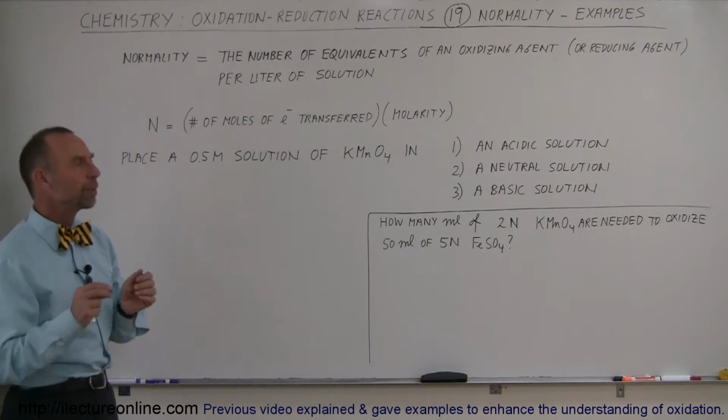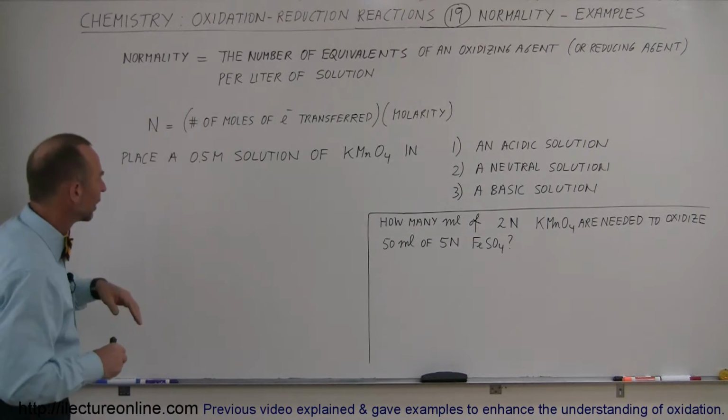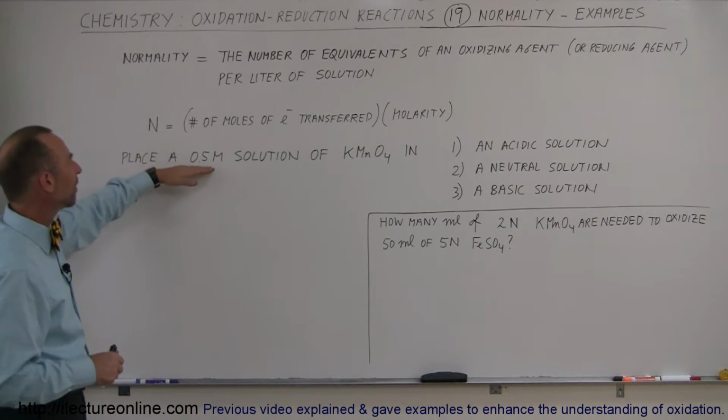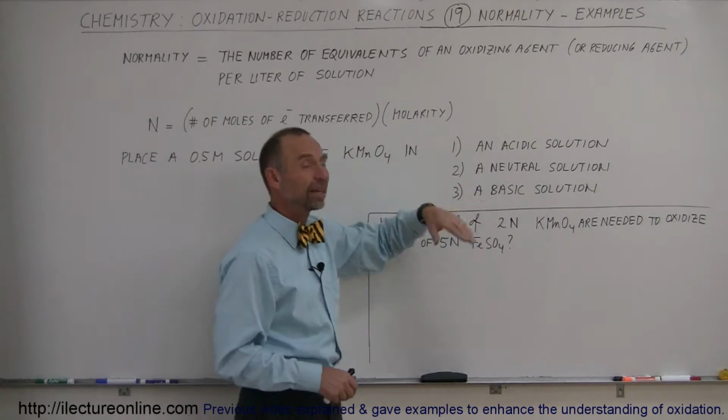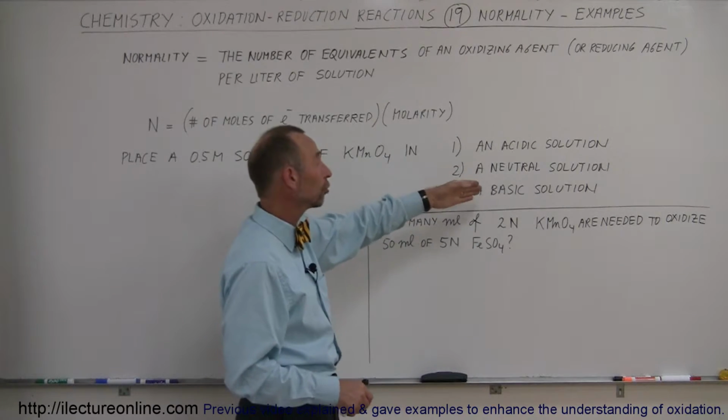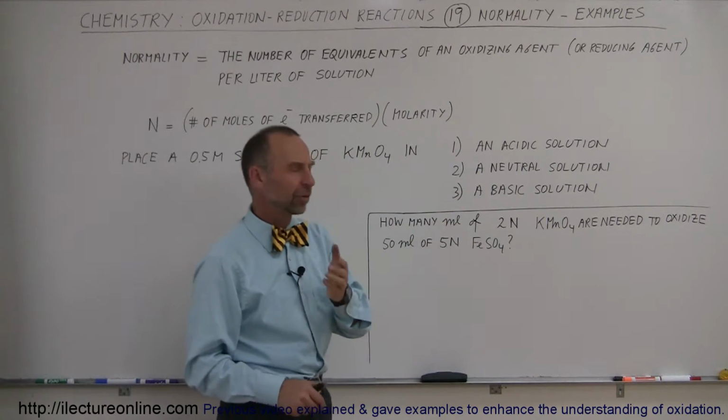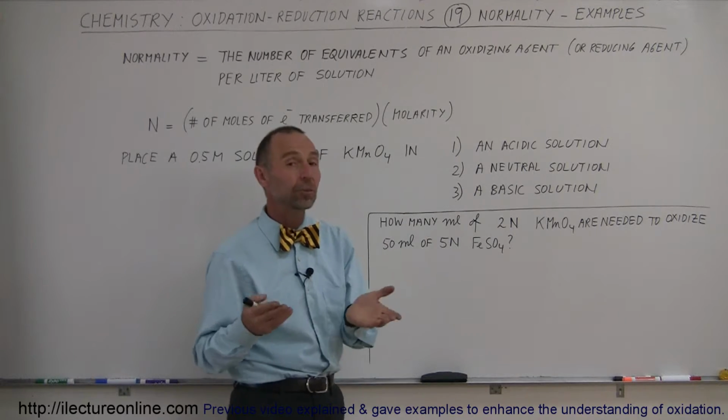But it depends where we place that solution, because if we, for example, place 0.5 molar solution of potassium permanganate in an acidic solution, you get a different normality than when you place it in a neutral solution or a basic solution. And so let's see what the normality would be in each of the three cases.